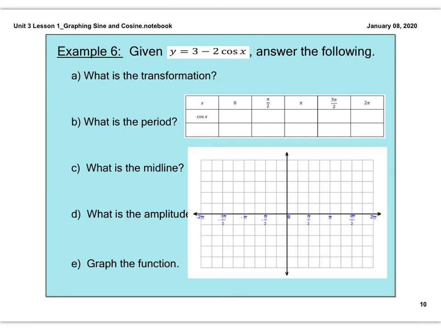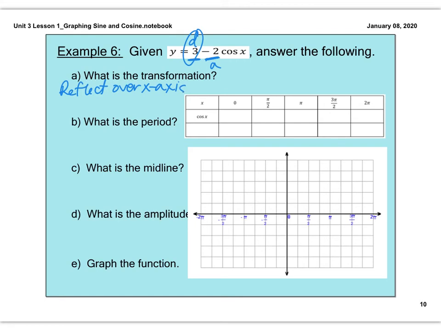Let's try another one. So here, there are many things that are going to take place. First of all, see this 3 out front? That is going to be like your D. This -2 is like your A. The D is kind of floating off by itself, its own term there. The -2 is the coefficient. The negative on the -2 is going to tell us to reflect over the x-axis.